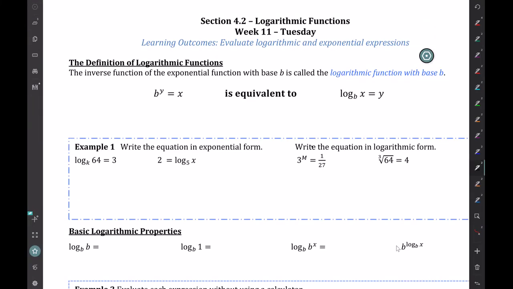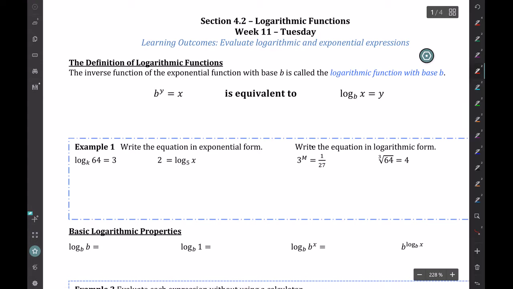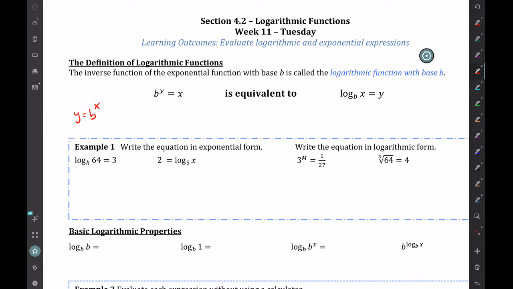Okay. In the last class, we started working with exponential functions. Those were things like y equals b to the x, where b is a constant and x was a variable. Or if you wanted to switch the roles of y and x, you could write that as b to the y equals x, right? So the y and the x's are the variables and the b is a constant.